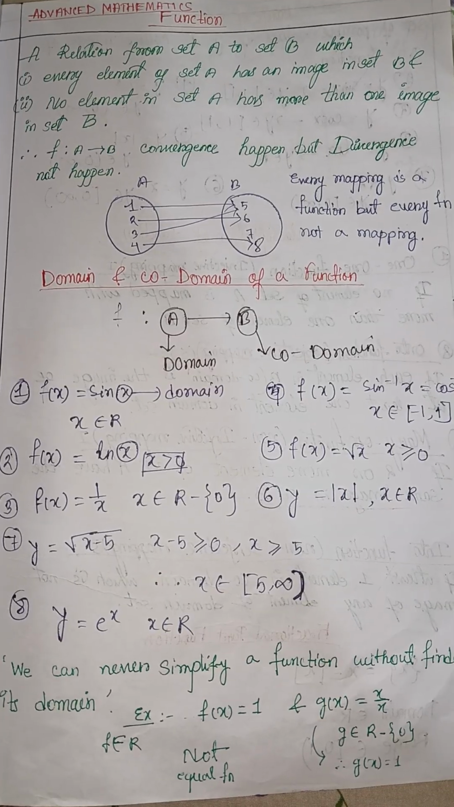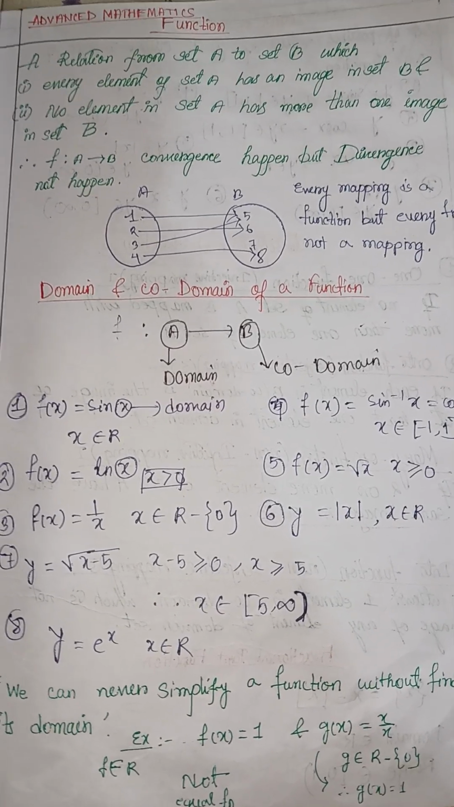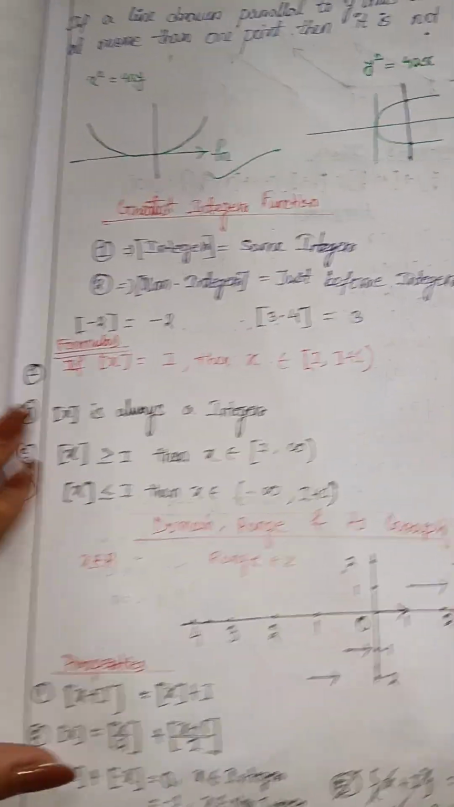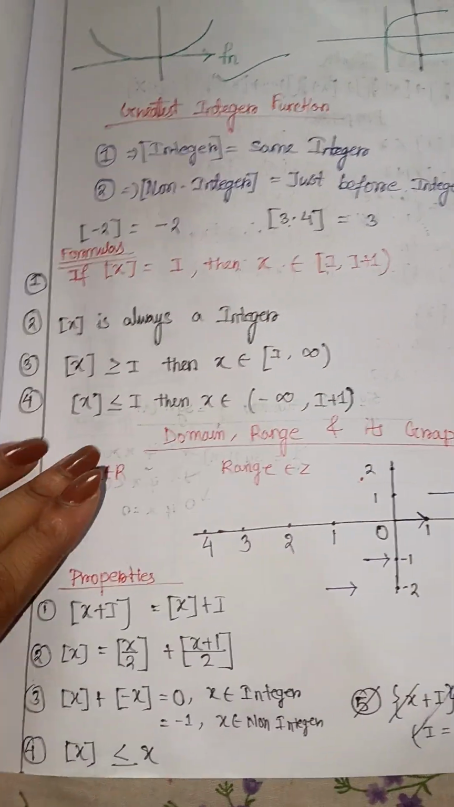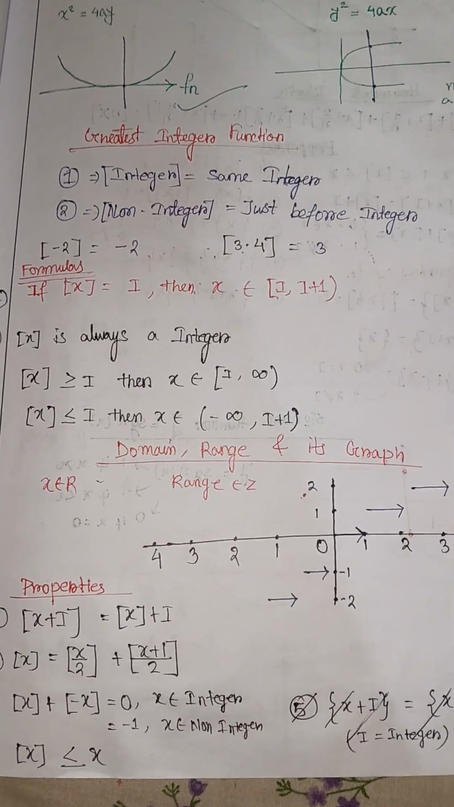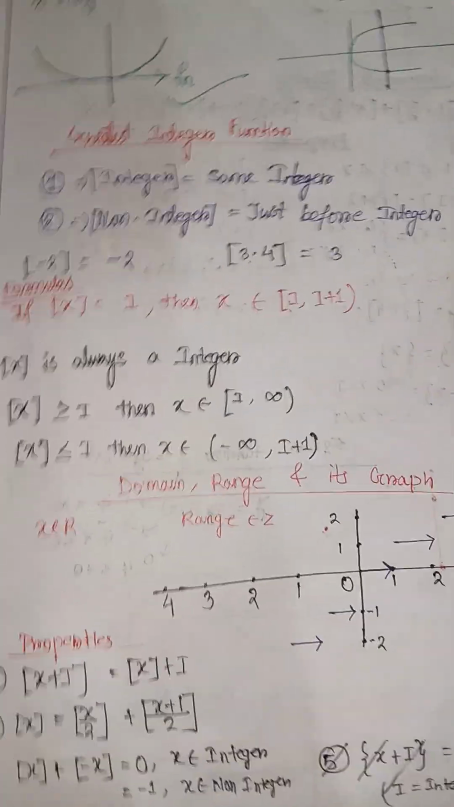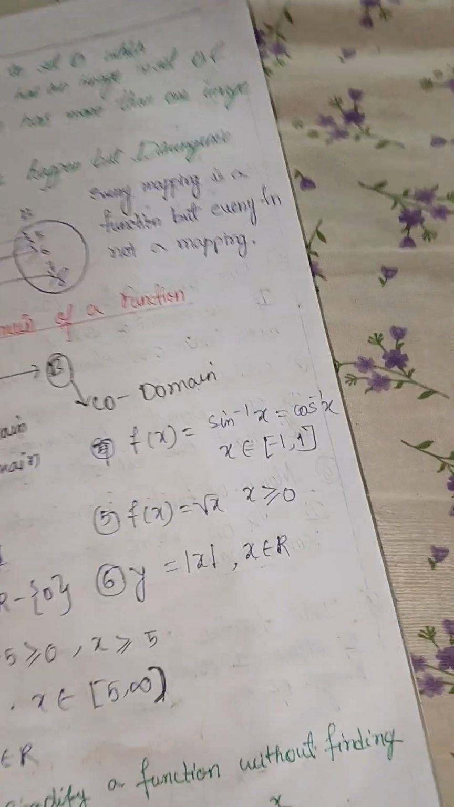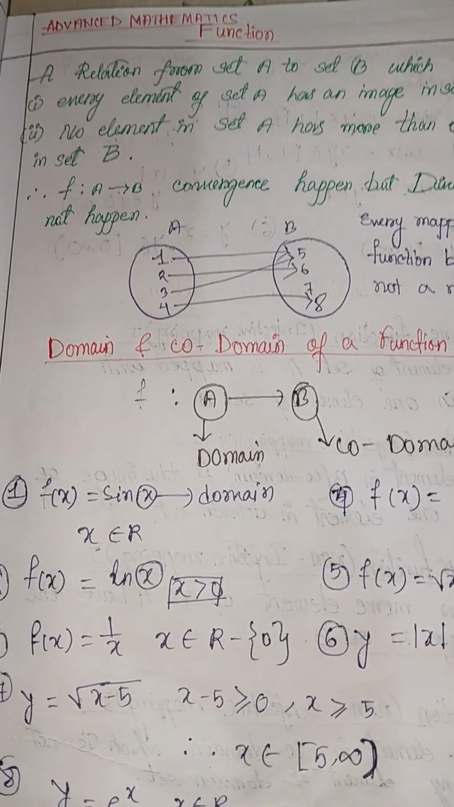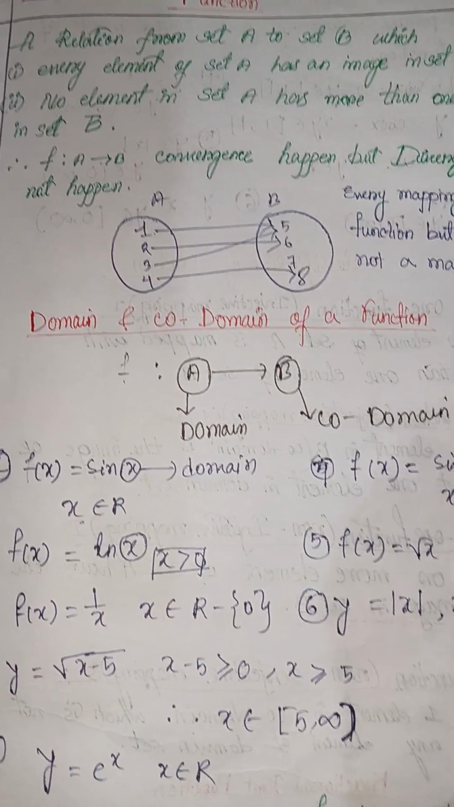So we started a topic that is function for JEE mathematics. Part 1 I covered yesterday and part 2 I covered today. Today's first topic is domain, range and its graph. The first thing you should know in function is domain, range and its graph. I discussed domain and codomain in yesterday's video, and I am telling it again in this part.